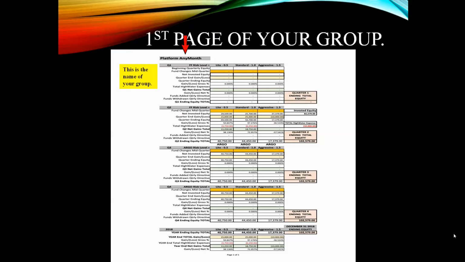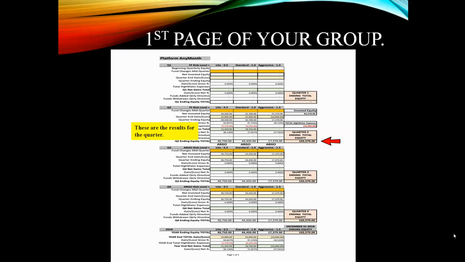It contains the name of the group, the levels, percentages of ownership, or the percentages of participation in the light, the standard, and the aggressive group, along with the results of the next quarter. So that was the first quarter, which in this particular case had no activity. The results of those, here's what the invested equity is at that time, and then what the totals were for each one of the quarters. And then finally, what the end of the total equity is at that particular end of that quarter.